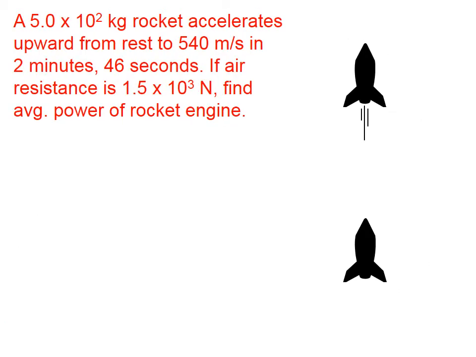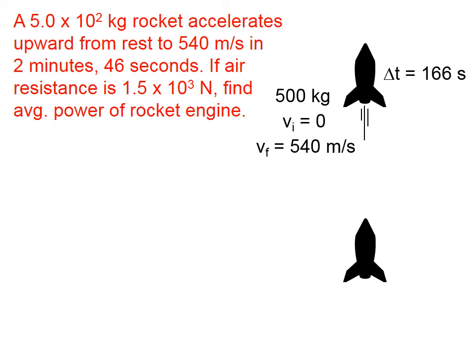Let's try the same problem, but now we'll write down the numbers right from the beginning. We have our 500 kilogram rocket. It starts from rest and it ends at 540 meters per second. The time is 2 minutes 46 seconds. Of course, 1 minute is 60 seconds, so 2 minutes would be 120 seconds. So 120 seconds plus another 46 is 166. The air resistance is 1500 newtons, and we want to find the average power.